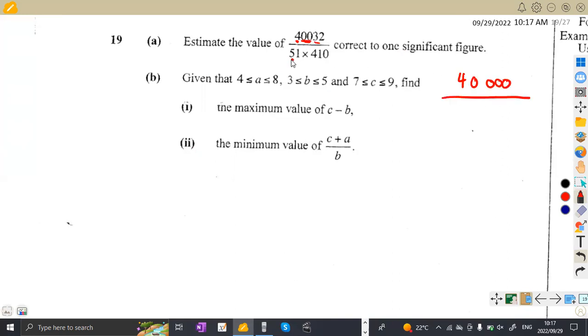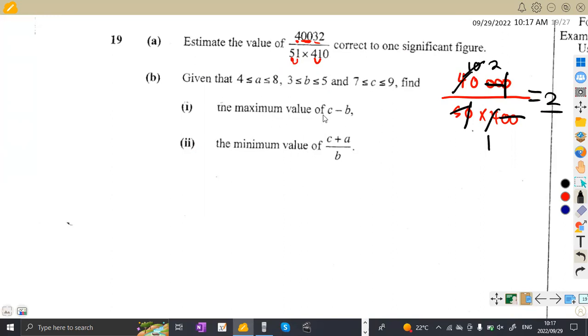Over 51, 5. This one cannot change 5, so it's going to be 50. 410, this one cannot change 4, so it's going to be 400. That's it. Then can we reduce a 0 here, 0 here, 2 zeros here, 2 zeros here, 4 and 4, 1, 4 and 4, that's 10. 5 into 10, that's 2. So everything is going to give us 2. So that was the idea there.